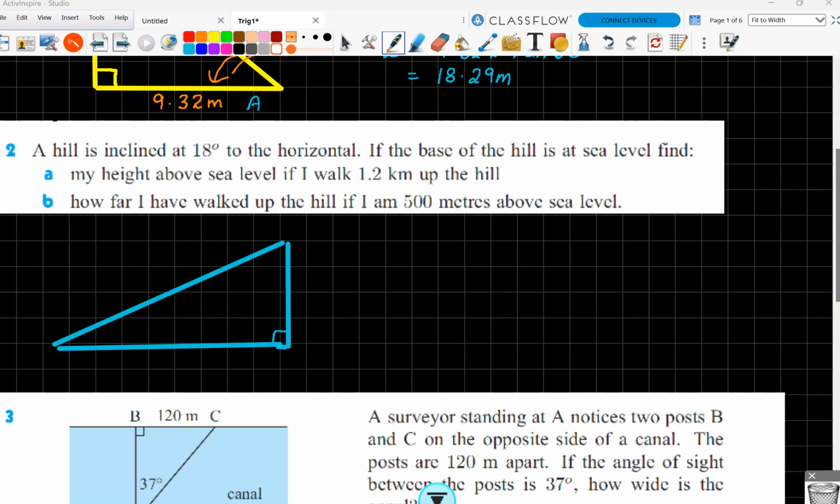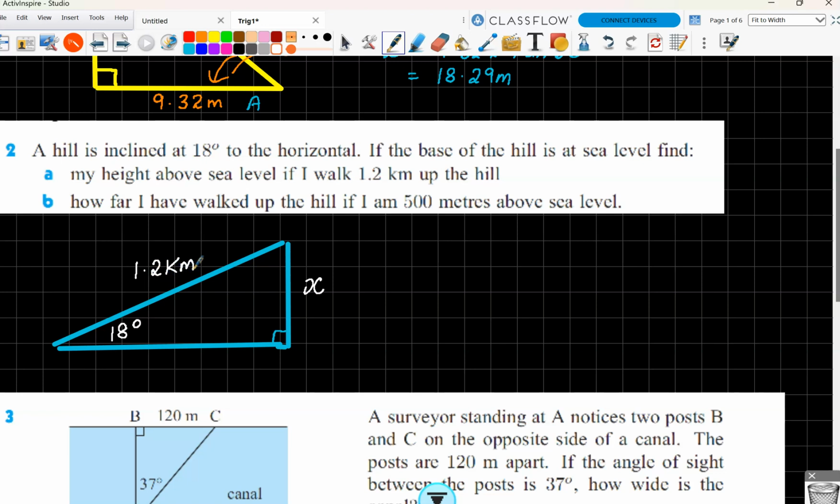So we've got a hill. Let's imagine this big thing here is the hill. It's inclined at 18 degrees to the horizontal, so we're going to pop 18 degrees there. If the base of the hill is at sea level, find my height above sea level. So we want that, if I walked 1.2 kilometers up the hill.